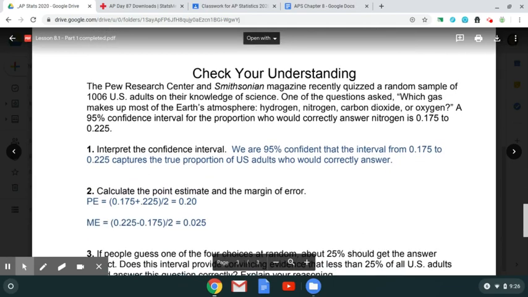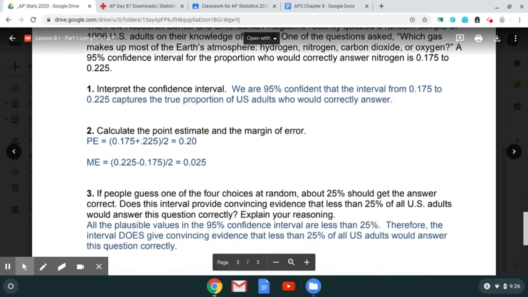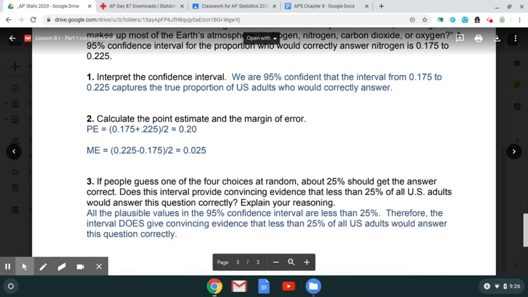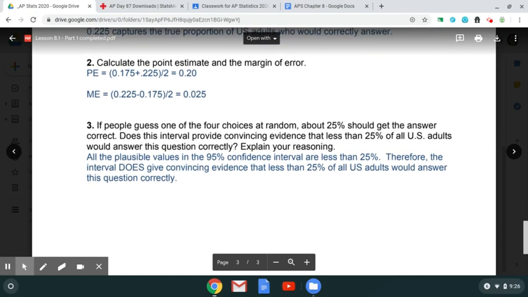All right, so now that you've read that and thought about that, hopefully you were able to take the template and interpret the confidence interval. We are 95% confident that the interval from 0.175 to 0.225 captures the true proportion of U.S. adults who would correctly answer. And there is your point estimate and your margin of error using the formulas that you were given above.